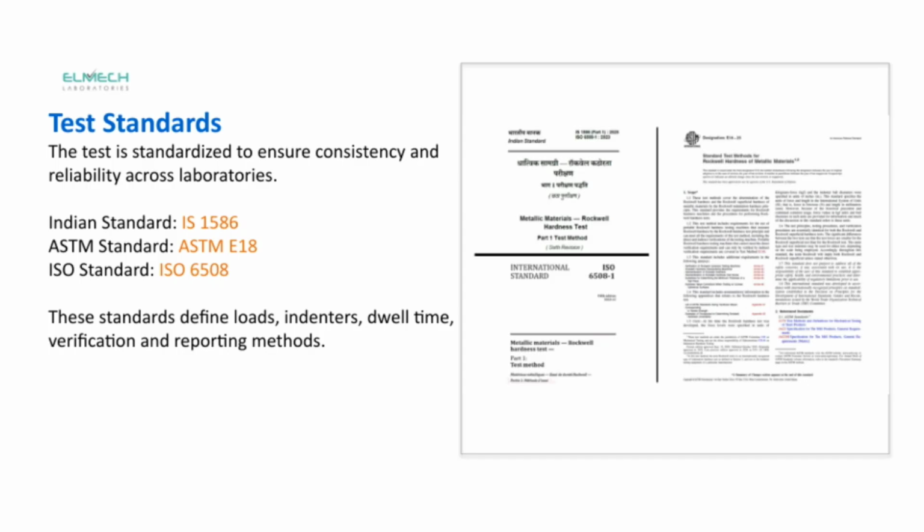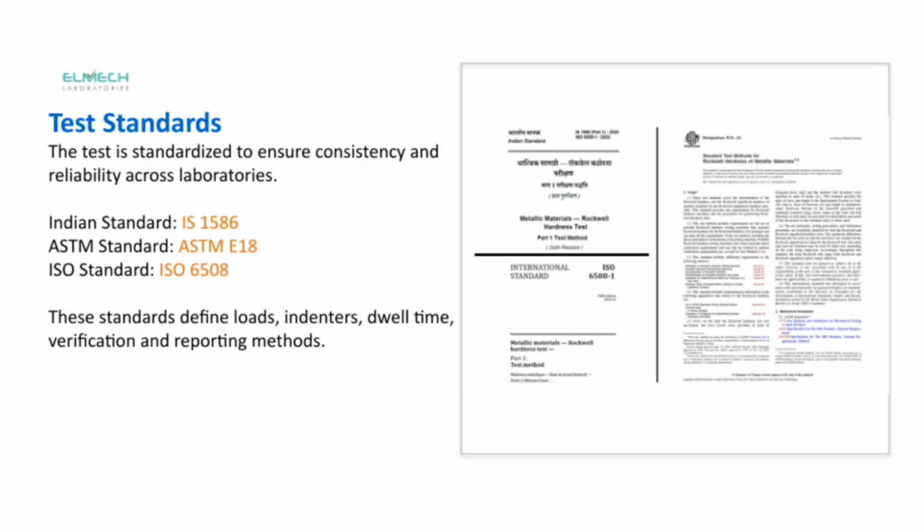First, we have the Indian standard, IS 1586, which provides the local guidelines for testing. Then, there's the ASTM standard, ASTM E18, which is widely recognized internationally, especially in North America. And finally, the ISO standard, ISO 6508, offers a global framework for hardness testing.